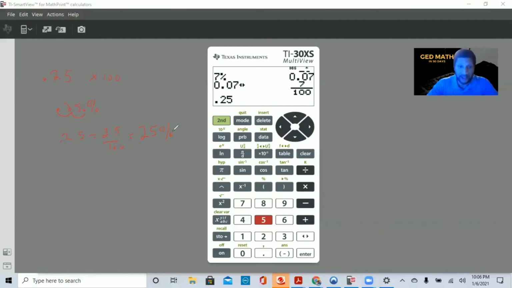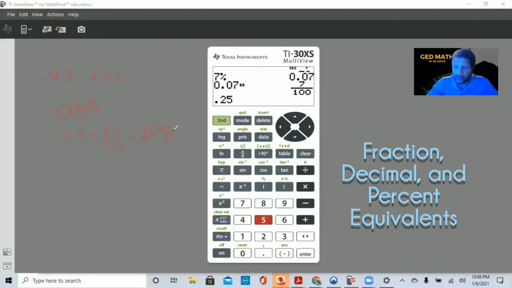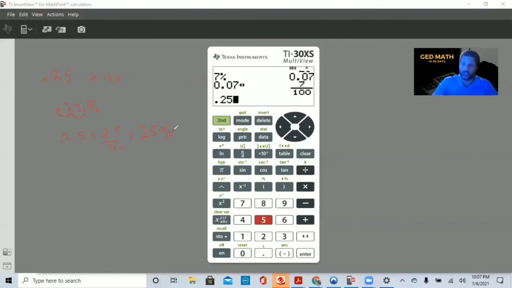These are called fraction, decimal, percent equivalents. That means they are equal. They just are shown or displayed in a different manner. Just like we have a dollar, we could have 4 quarters, we could have 10 dimes, we could have 20 nickels. They all make up a dollar. It's just different ways you say it.